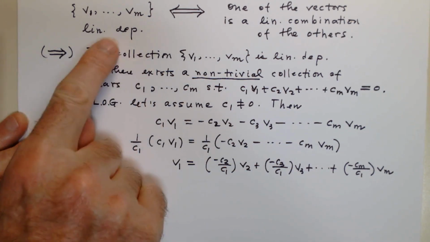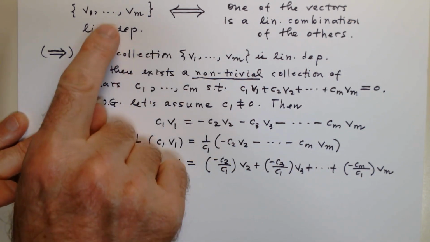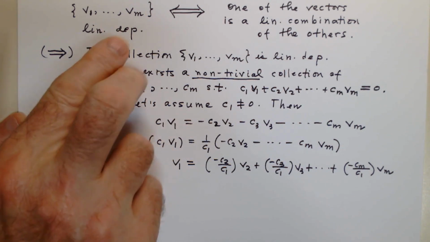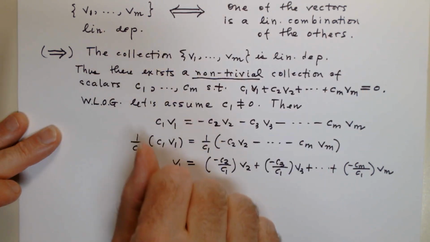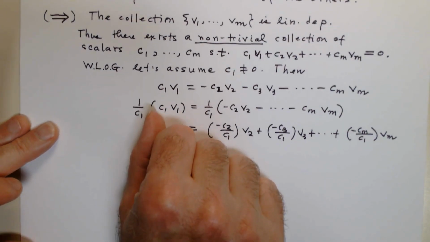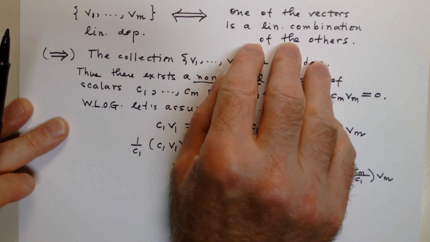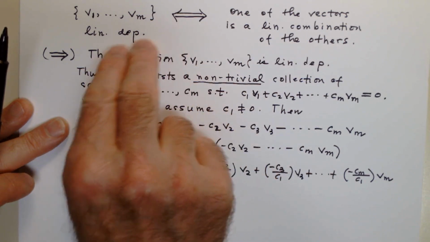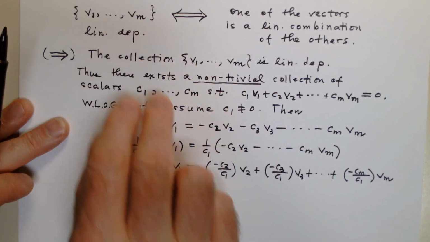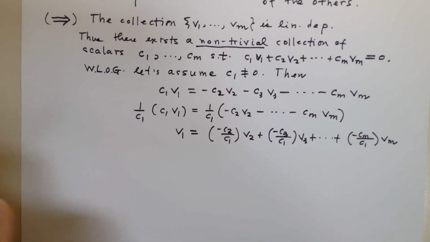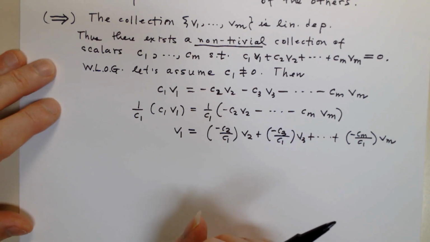Okay, so that proves this forward direction. By starting with the assumption of linear dependence, we can show that one of the vectors must be a linear combination of the others. Now, let's prove the other part, right? If one of the vectors is a linear combination of the others, let's show that that forces the collection to be linearly dependent. And this is the easier part.